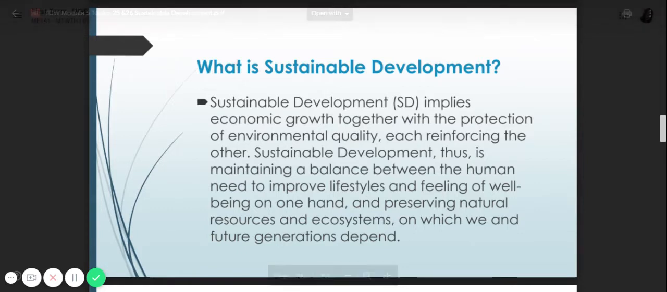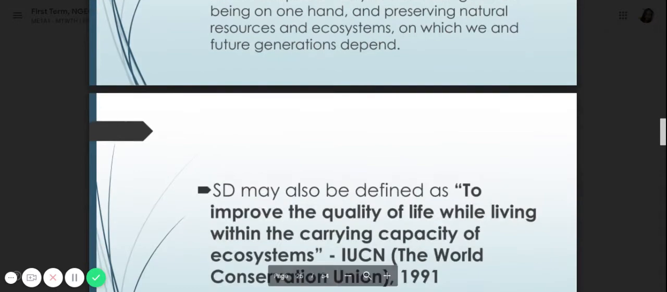So we hear a lot of discussions about sustainable development. So I'm just going to run through this one. Sustainable development, SD, implies economic growth together with the protection of environmental quality, each reinforcing the other. Sustainable development thus is maintaining a balance between the human need to improve lifestyle and feeling of well-being on the one hand, and preserving natural resources and ecosystems on which we and future generations depend.